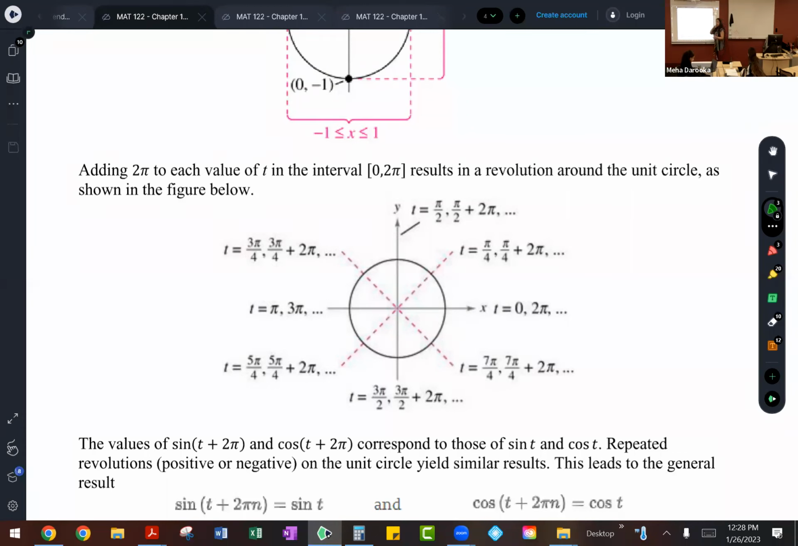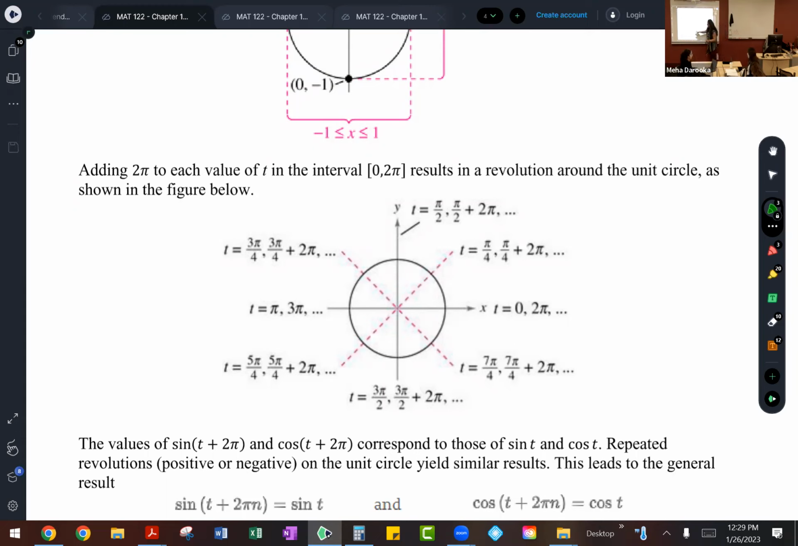And this will be true for all trigonometric functions: sine, cosine, tangent, and the other reciprocal ones. But, of course, graphs will be different, so periods will be different. In this case, we're saying if we add 2 pi to each value of t, this will result in giving you a complete revolution around a unit circle.